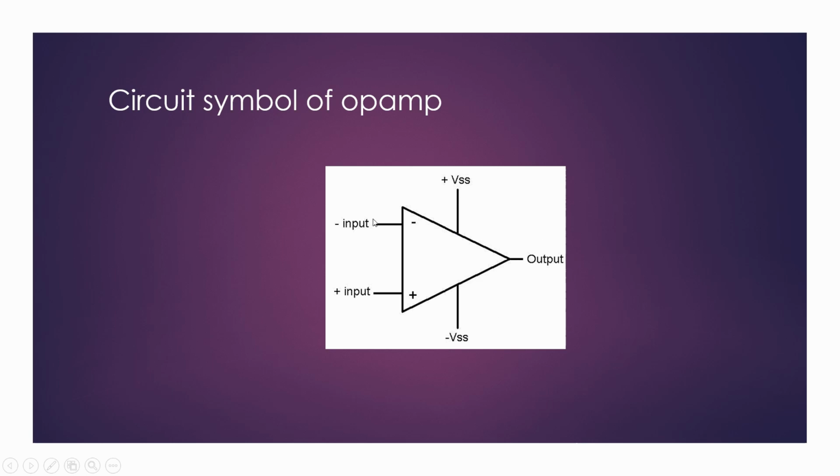When a signal is passed through the inverting input, a signal which is out of phase when compared to the input signal is generated. When a signal is passed through the non-inverting input, a signal which is in phase when compared to the input signal is generated.